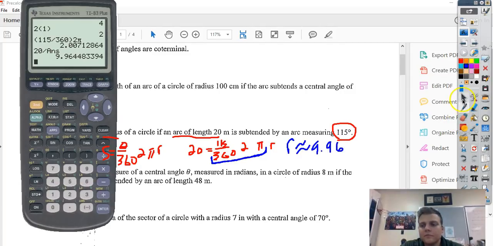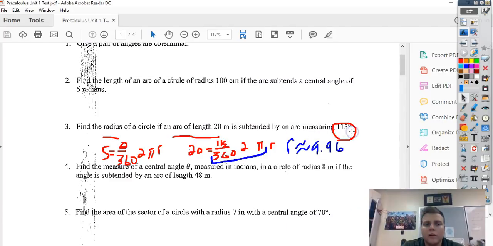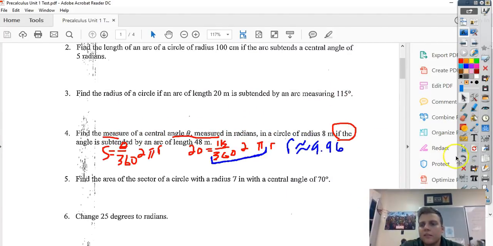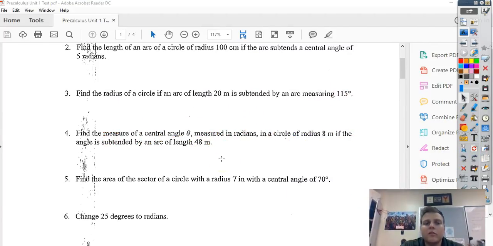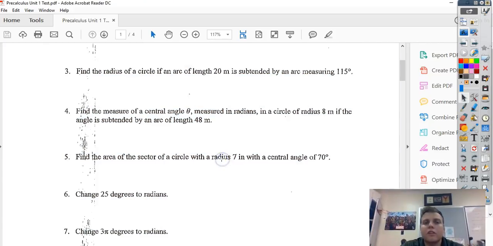Alright, moving on to problem number 4. Oh, I need to erase this. Find the measure of a central angle theta measured in radians in a circle of radius 8 meters if the angle is subtended by an arc of length 48 meters. Okay, so first off, they want me to find theta in radians in a circle radius 8, so they give me r, if the angle is subtended by an arc of length 48.